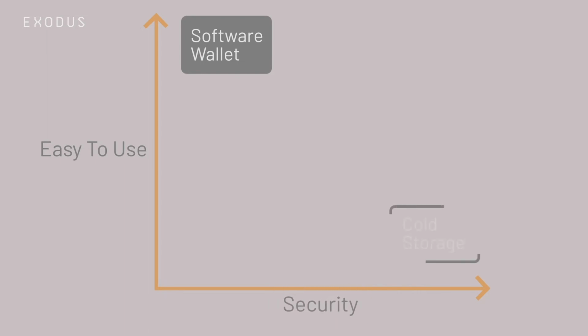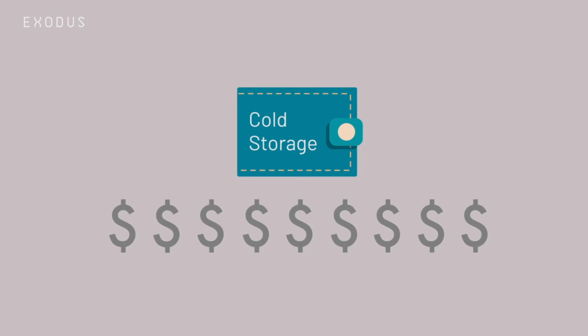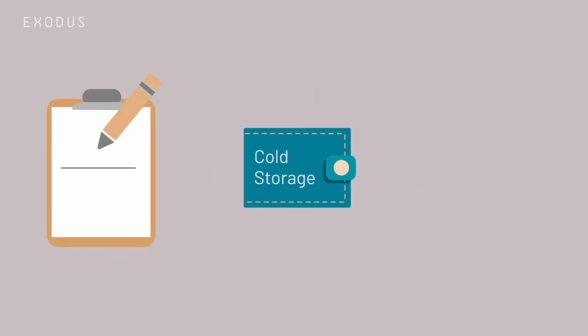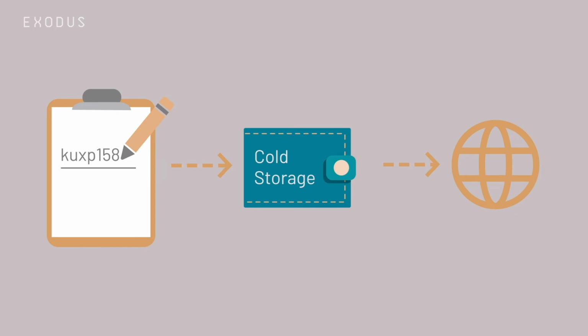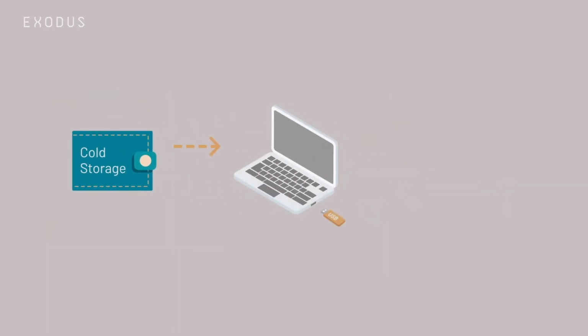On the other end of the spectrum is cold storage, also known as paper wallets. This is the most secure way to hold your crypto. This type of wallet is typically used by serious amateurs and professionals to store large amounts of crypto. On a piece of paper, you record a mnemonic phrase that can be used to regenerate your private keys. This is highly secure because your key phrase is never exposed online for present or future attacks. The trade-off is that this method is extremely difficult to use.